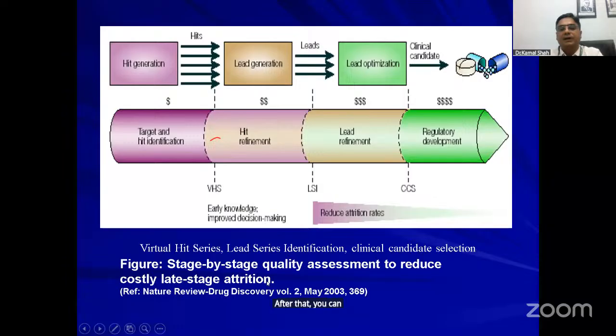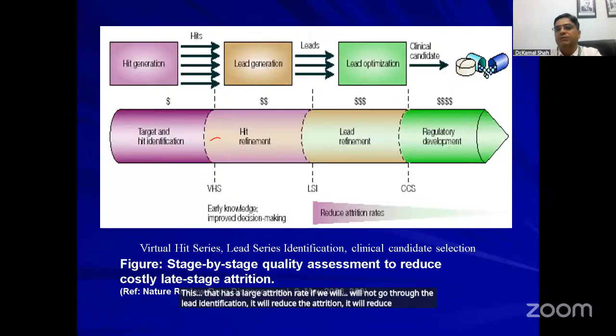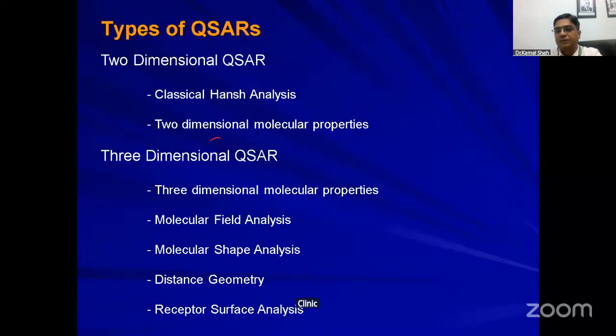After that, you can see here the stage-by-stage quality assessment to reduce the costly late-stage iteration. This diagram is taken from Nature Reviews. It says that when we take any lead, it comes out of multiple leads with refinement, and finally we require regulatory development. So there is a large attrition rate. If we go through lead identification, it will reduce the attrition, that is, the rejection of drugs in the clinical stage. That is rational drug design.